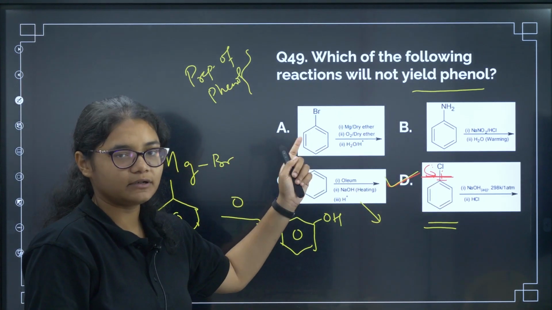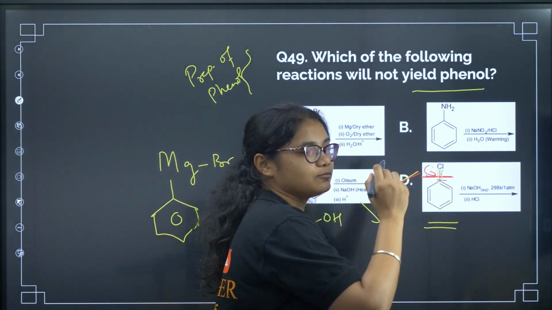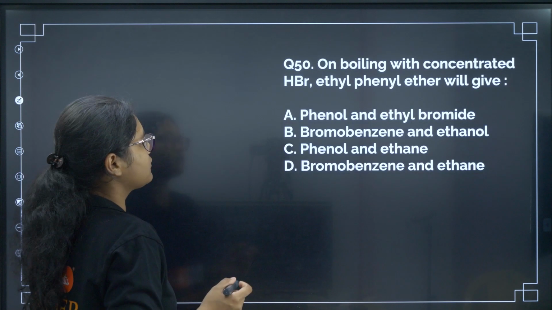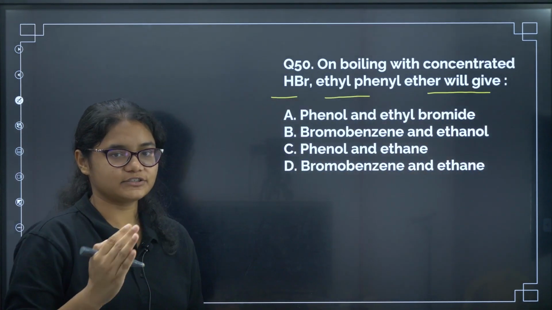All the others can be possible, maybe at high temperature or low temperature, but this one will not be possible because this bond is difficult to break. Okay, next question. On boiling with concentrated HBr, ethyl phenyl ether will give. So this is your cleavage of ether.